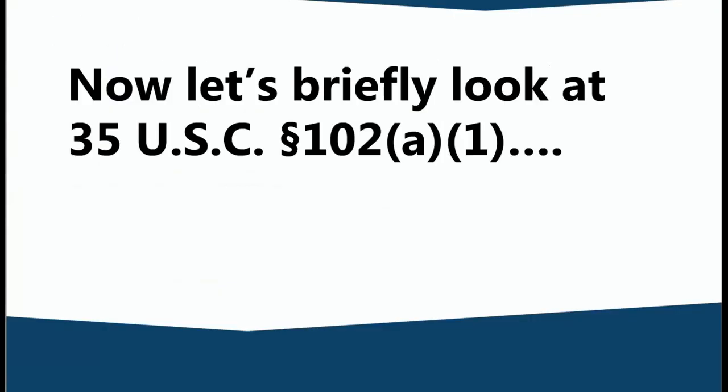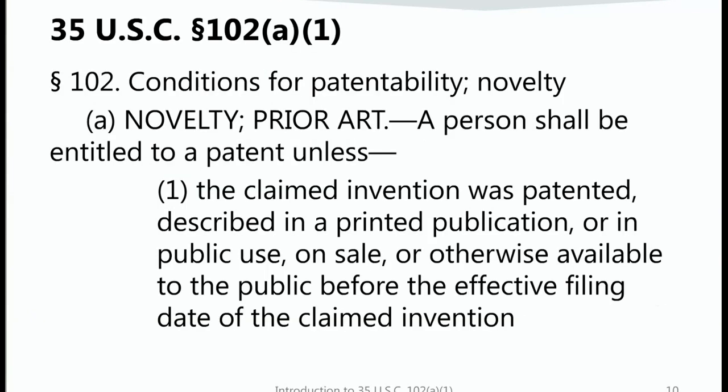Now we'll take a look at the first section we will be discussing, 35 U.S.C. Section 102(a)(1). Section 102(a)(1) says, "A person shall be entitled to a patent unless the claimed invention was patented, described in a printed publication, or in public use, on sale, or otherwise available to the public before the effective filing date of the claimed invention."